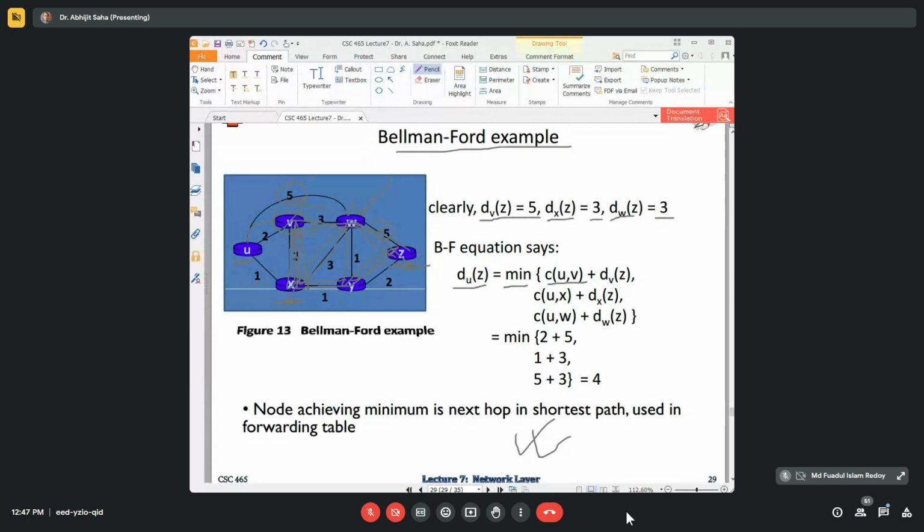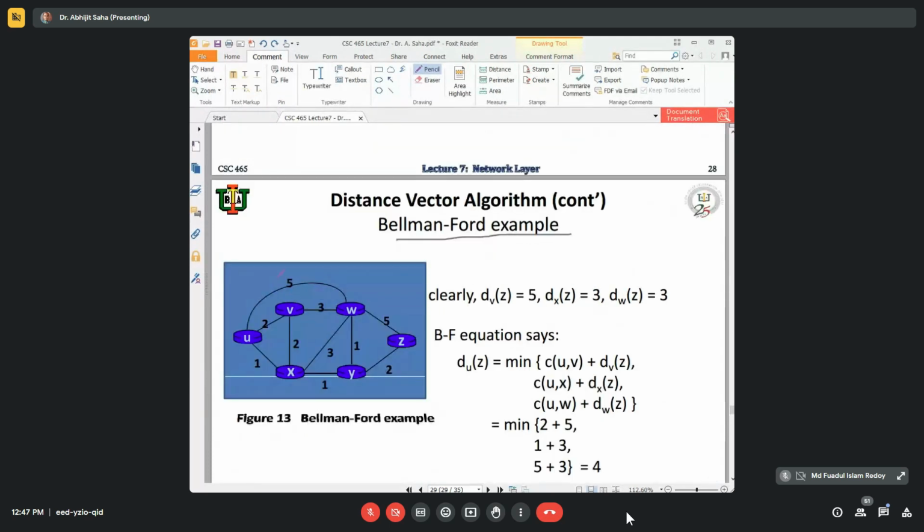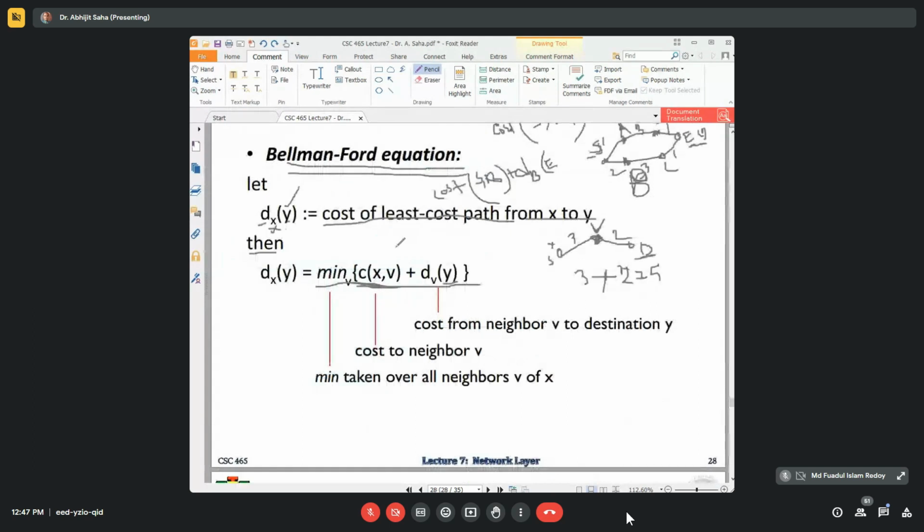Sir, could you explain Dv(z), Dx(z) once more, please? All right. The formula is telling us that from the source node to the direct node you are going, that is the cost of x to v, for a path. Do you understand that?